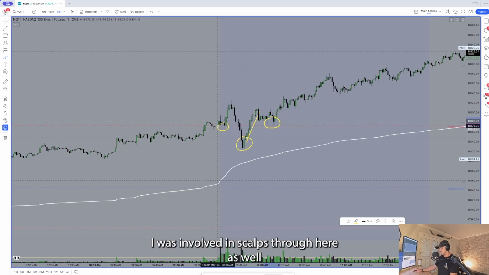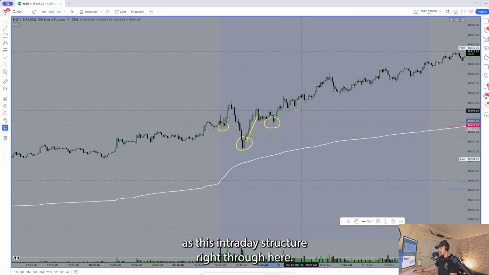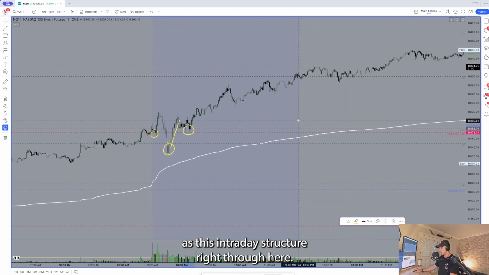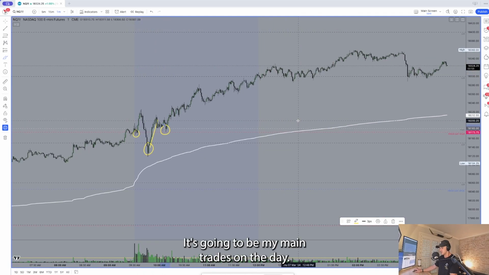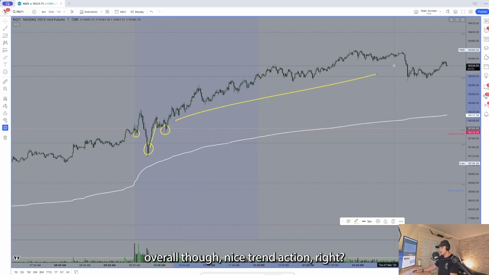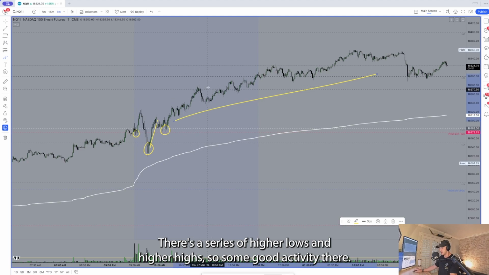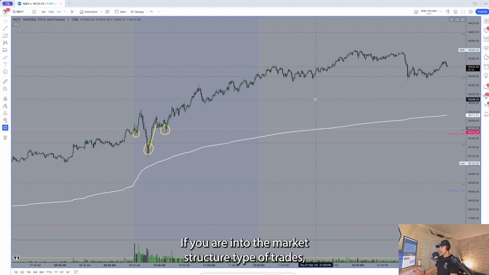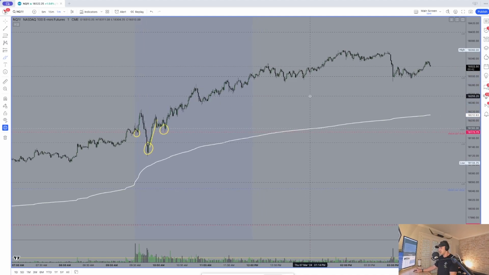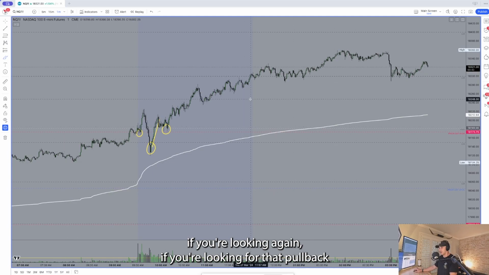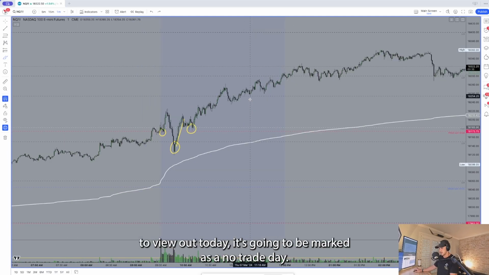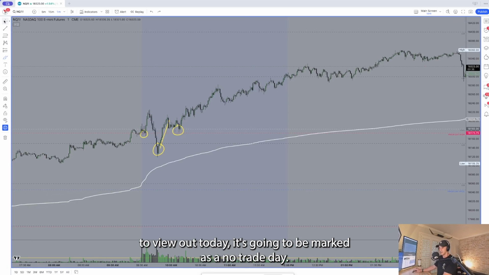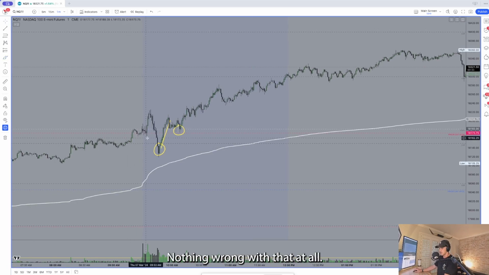I was involved in scalps through here as well as this intraday structure right through here. It's going to be my main trades on the day personally. Overall though, nice trend action, right? Just a series of higher lows and higher highs. So some good activity there if you are into the market structure type of trades. If you're looking for that pullback to VWAP today, it's going to be marked as a no trade day. And again, that's all good. Nothing wrong with that at all.